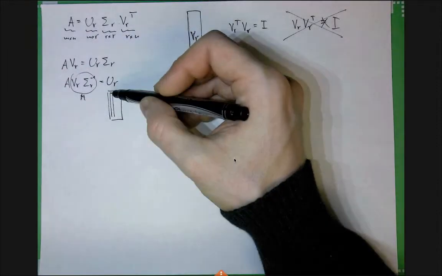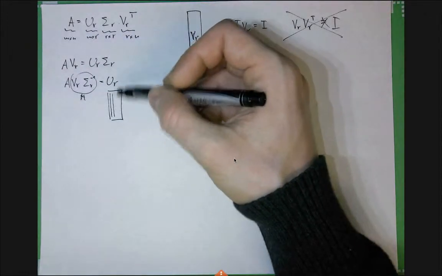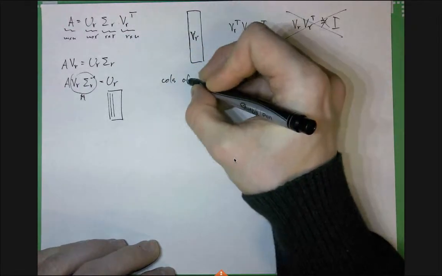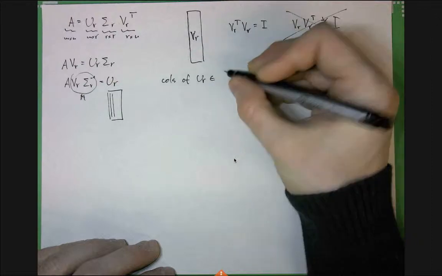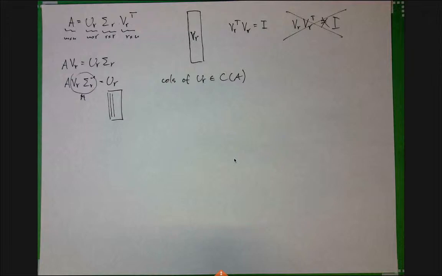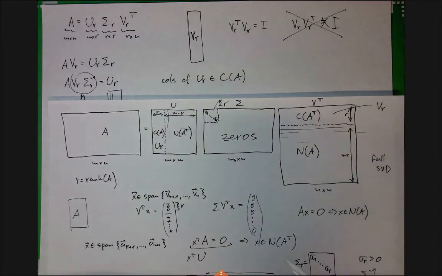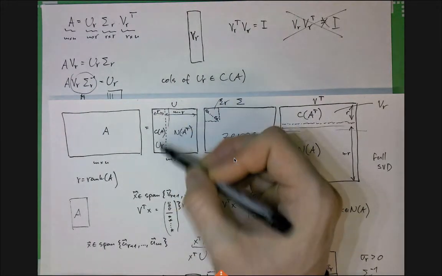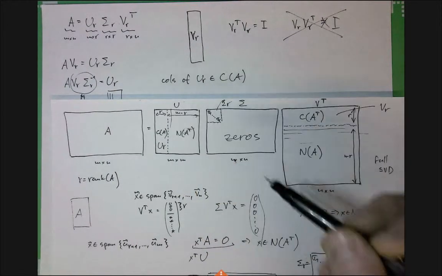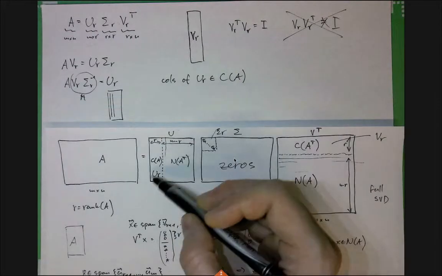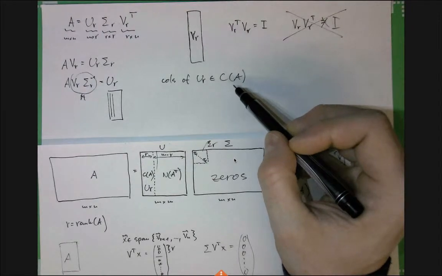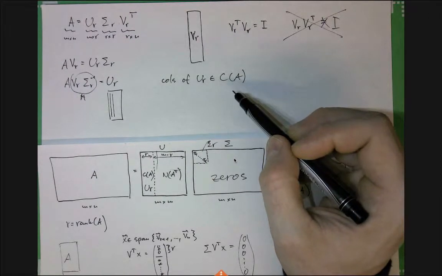So that means that the columns of UR are in the column space of A. What I'm doing here is justifying the thing I said before, that these guys are an orthonormal basis for the column space. I just showed that the UR part is in the column space of A, so they have to be the orthonormal basis for the column space.